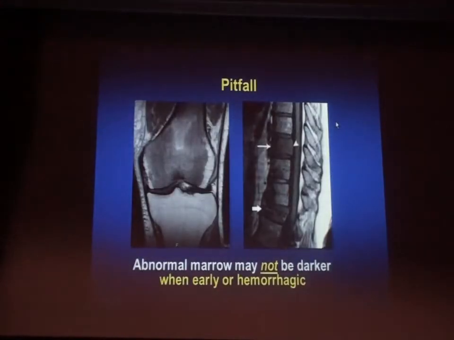There is a pitfall to that. Even though you have an abnormal process in the marrow, it may not be darker than muscle or intervertebral disc when it's just coming into the marrow, when there's still some normal marrow there, or when there's hemorrhage within it. That can raise the signal.